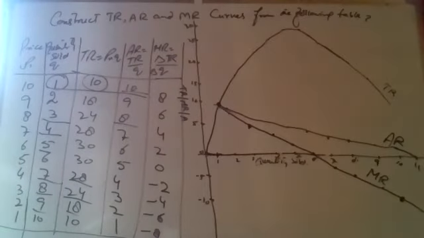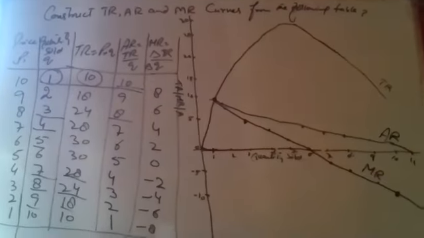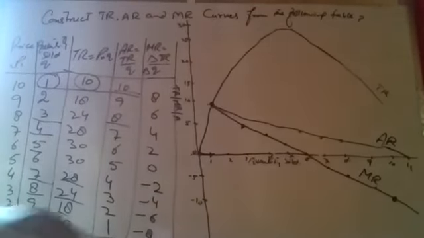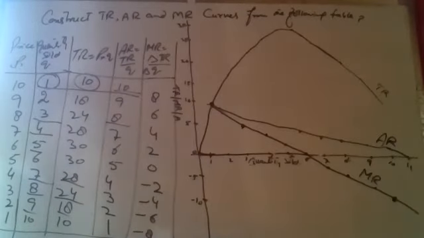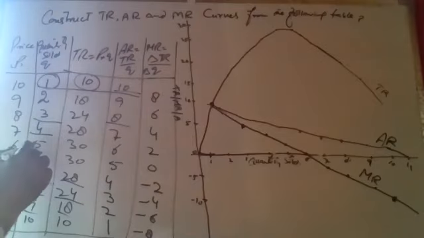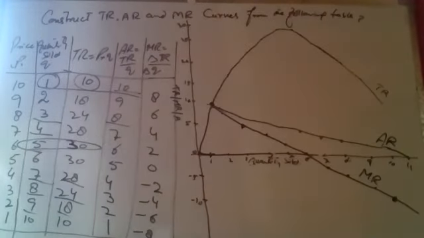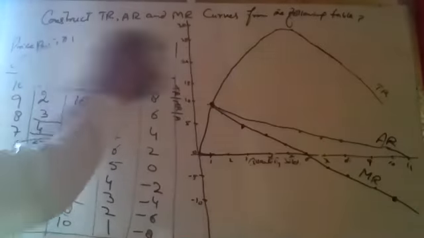Now, what are the results which we get from this table and diagram? The result is very simple. We can say up to a certain point, up to the level of 5 output level, the total revenue increases. Then it remains the same, and from output level 6, the total revenue falls. We can write it down like this.